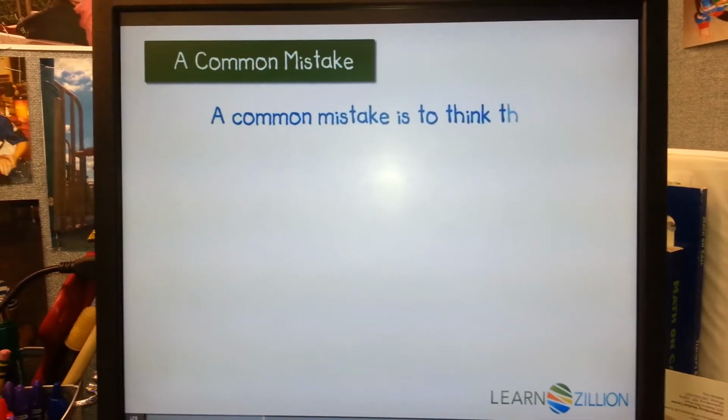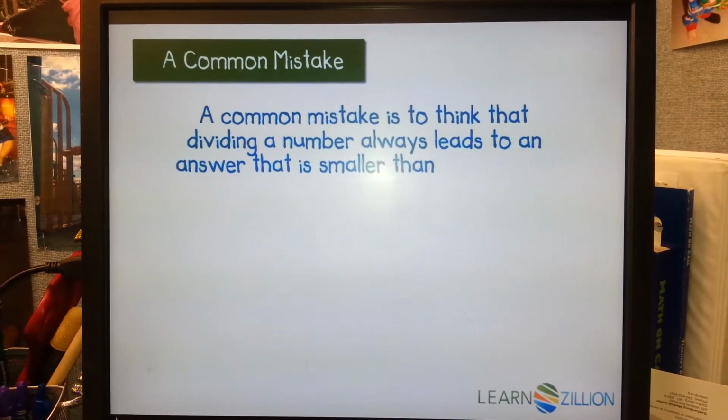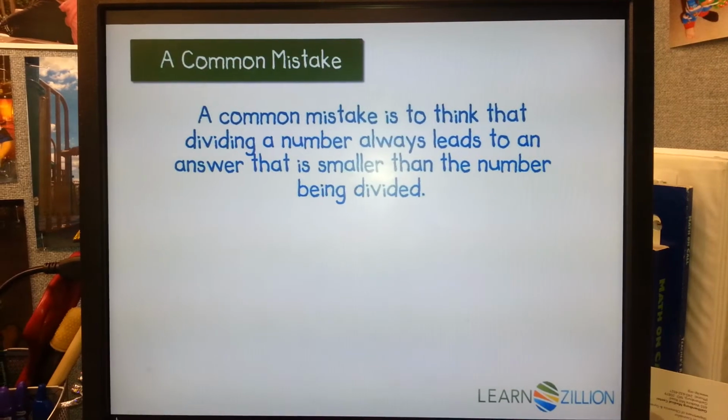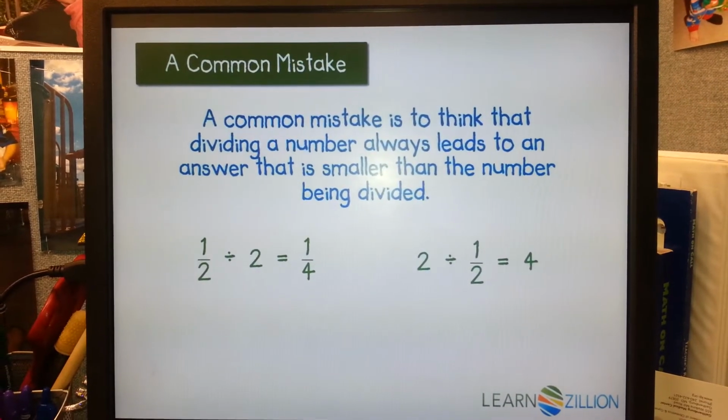A common mistake that many people make is to think that dividing a number always leads to an answer that is smaller than the number being divided. When you're working with fractions, this is not always the case.